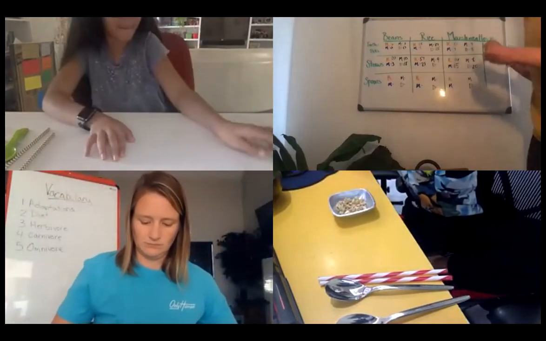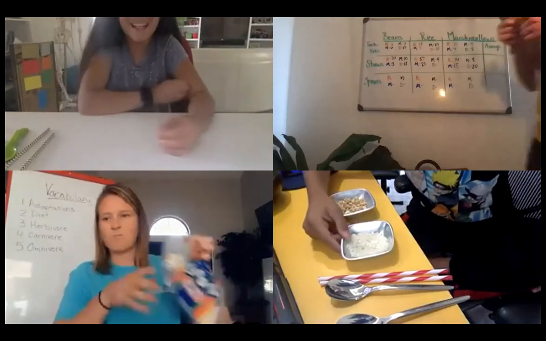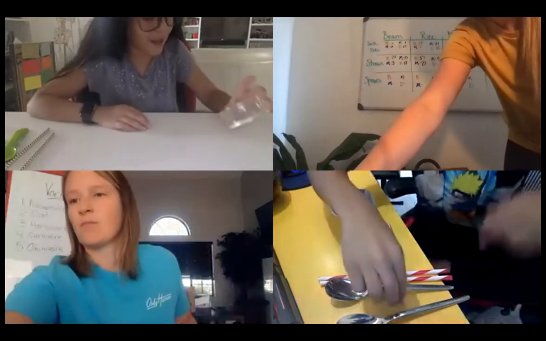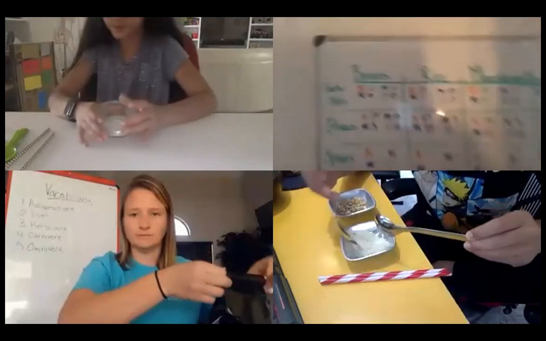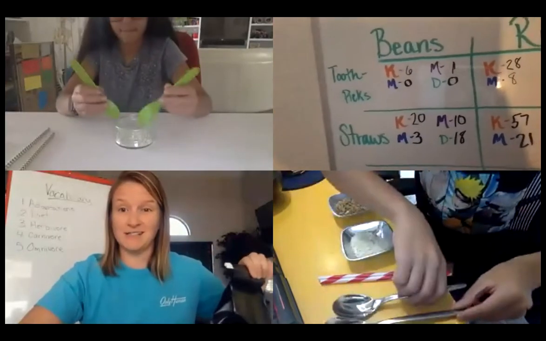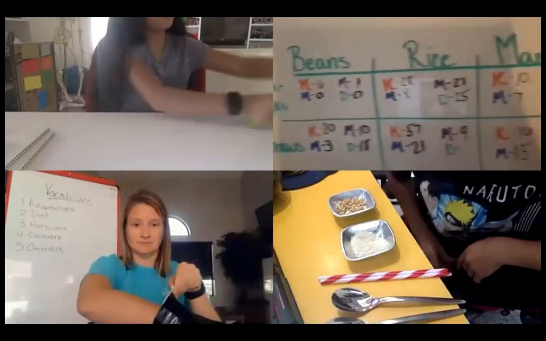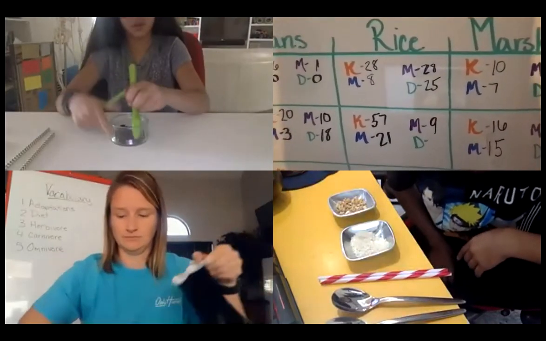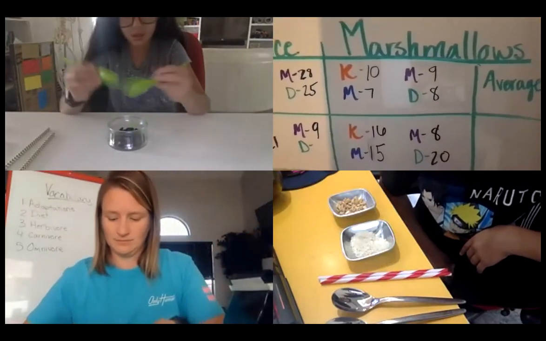Also, by the way, with the spoons, I am not counting my grains of rice. It probably was gonna be hard to get enough to count, my 50 some. All right, let's see our results. So we did way better on beans with our straws. You can see our comparison with our toothpicks. Rice was also better with our straws. And marshmallows was also better with our straws.